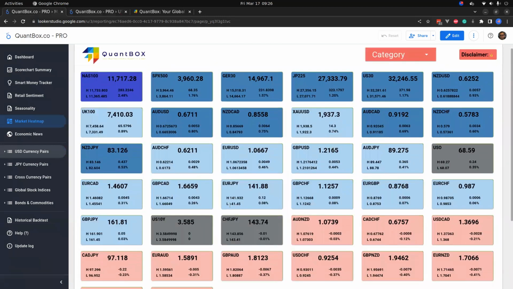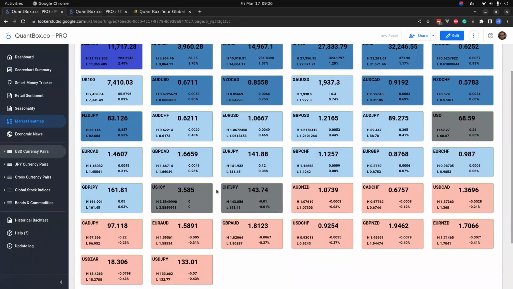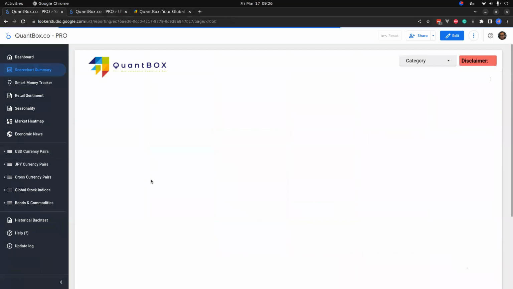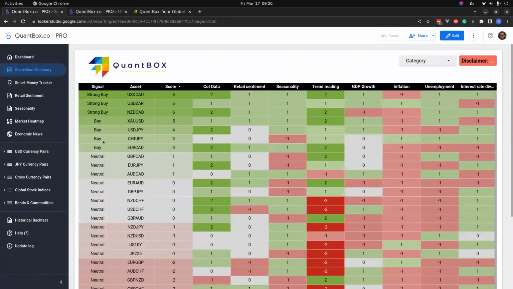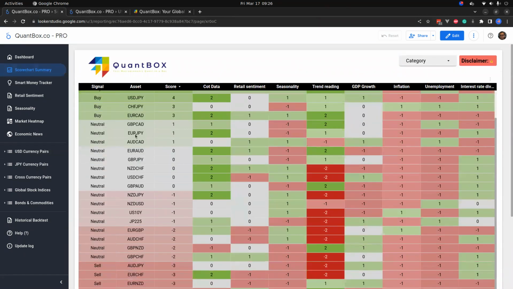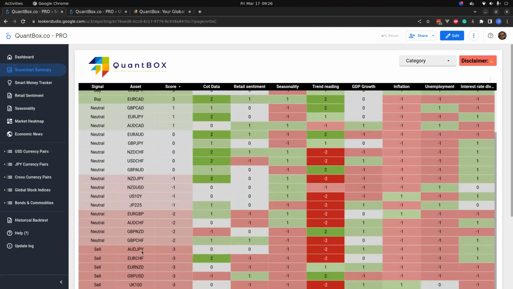So where are our yen pairs sitting? Well, I could go and look at all my charts on the yen pairs, or I could just look at my score chart summary and see where my yen pairs are sitting. There's one, Euro yen's neutral. There's one, Kiwi yen's neutral. There's one, Aussie yen is a sell.